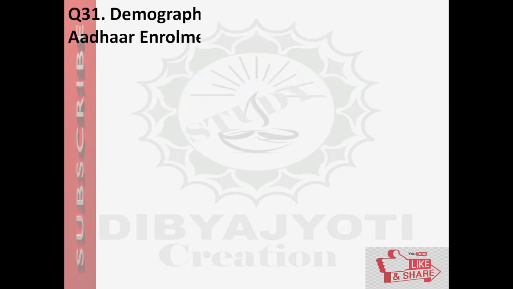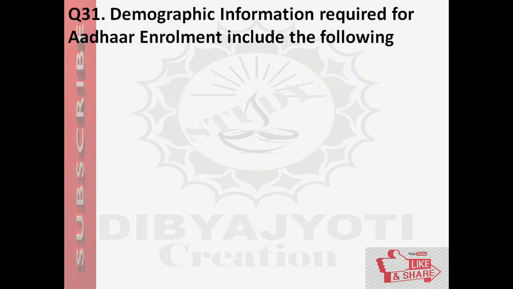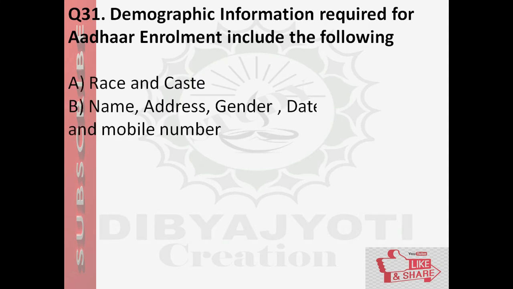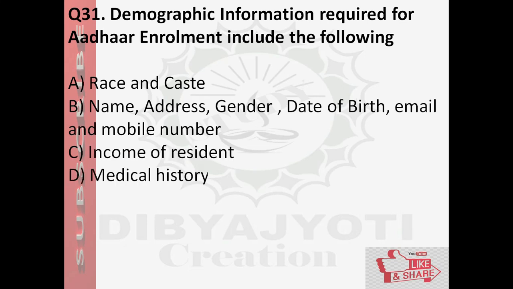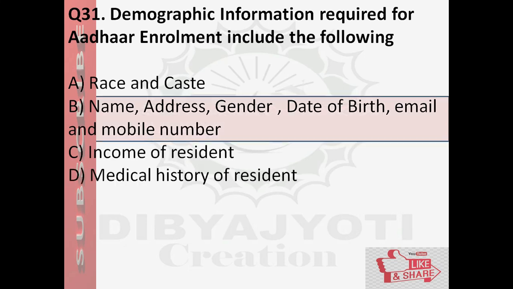Question number 31, demographic information required for Aadhaar enrollment includes the following. Options are, option A, race and caste, option B, name, address, gender, date of birth, email and mobile number, option C, income of resident, option D, medical history of resident. And answer is, name, address, gender, date of birth, email and mobile number.